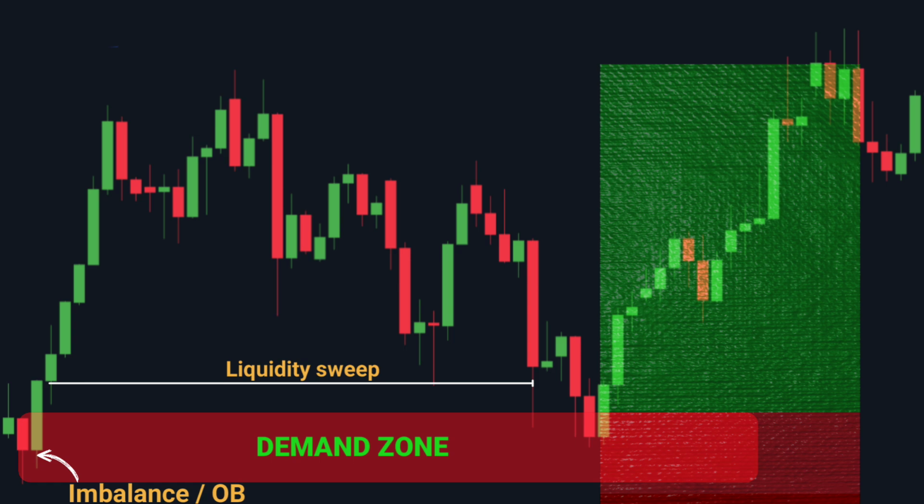Why should you care? Most retail traders chase price. They trade random patterns and indicators. But smart traders focus on where price moved away strongly, because that shows where institutions were active. You're not trying to predict the market. You're trying to follow the smart money.